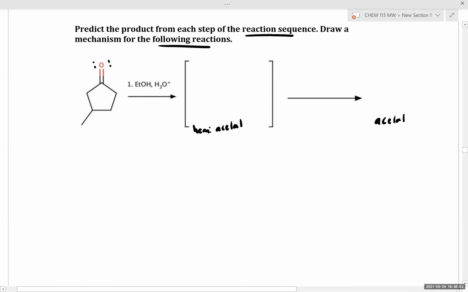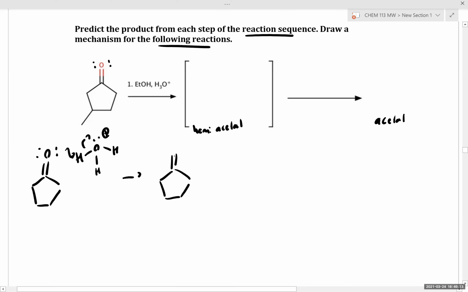So would we protonate the ketone first? Yep, exactly right. If we're under acidic conditions, we'd start with protonation to activate our ketone. Now, what would happen next? Now that we have this super activated electrophilic carbonyl carbon, what is going to attack? The alcohol. Okay. So in this case, our alcohol is ethanol, and it will attack our electrophilic carbonyl carbon.